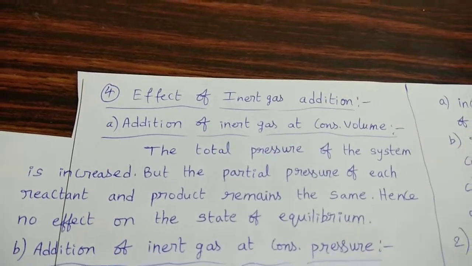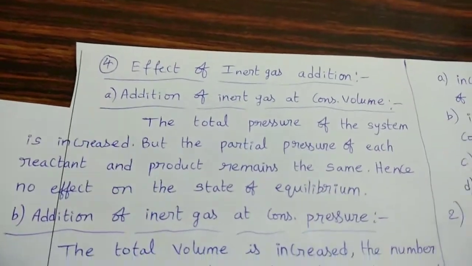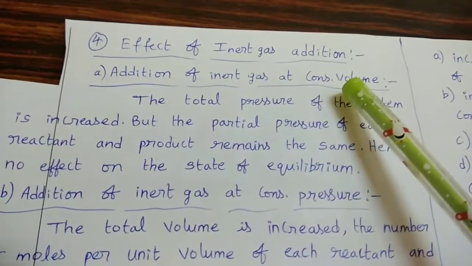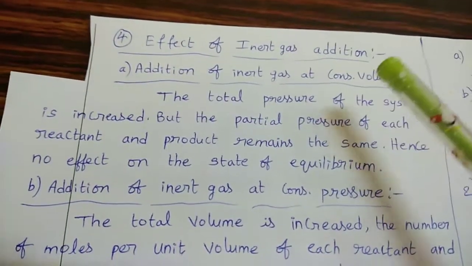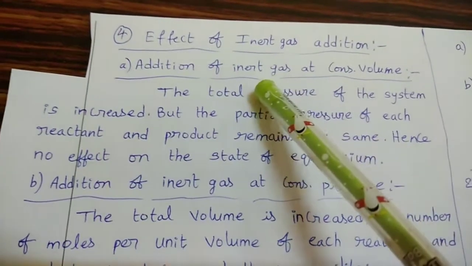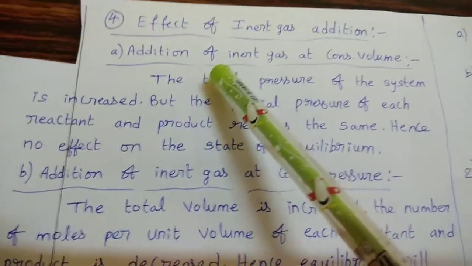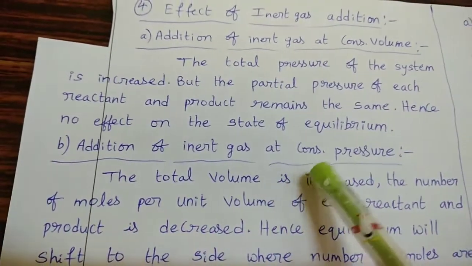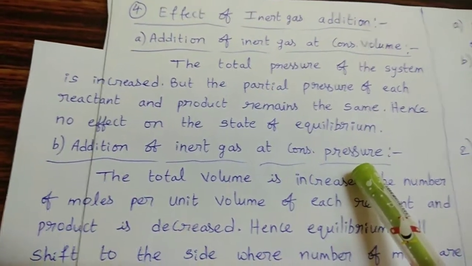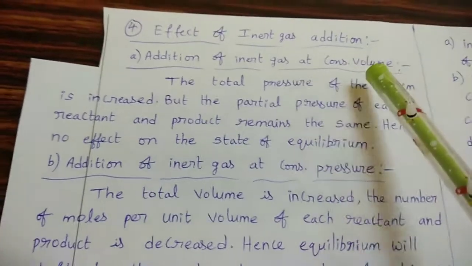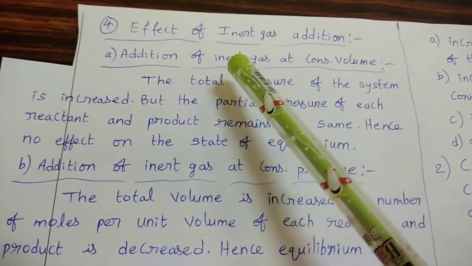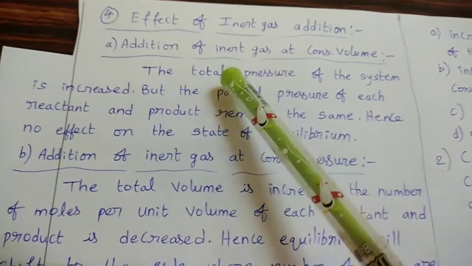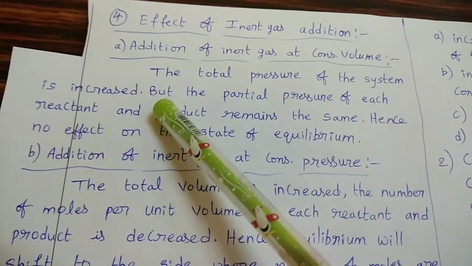Effect of inert gas addition. This inert gas addition topic is simple, but little bit understanding is difficult. So understand carefully. Addition of inert gas at constant volume, addition of inert gas at constant pressure. In this again two sub cases are there. At constant volume, if we add inert gas, then what happens? Total pressure of the system is increased.